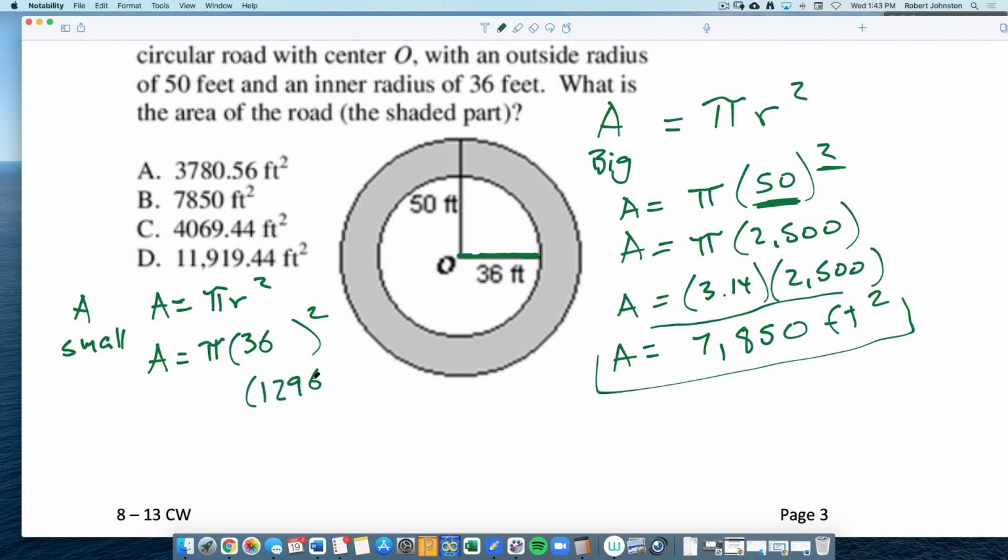Okay. I think we're ready to estimate an answer. What do we use for pi? 3.14. Go ahead and multiply those two. What is the rough area of the small one?